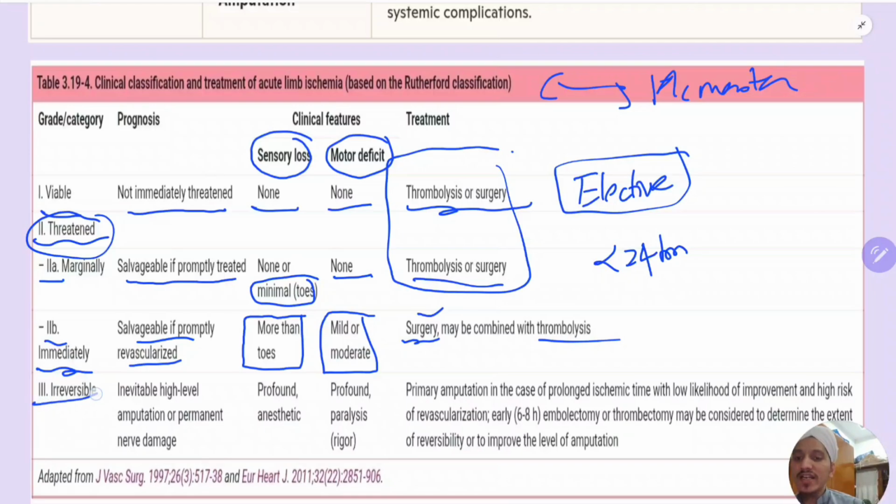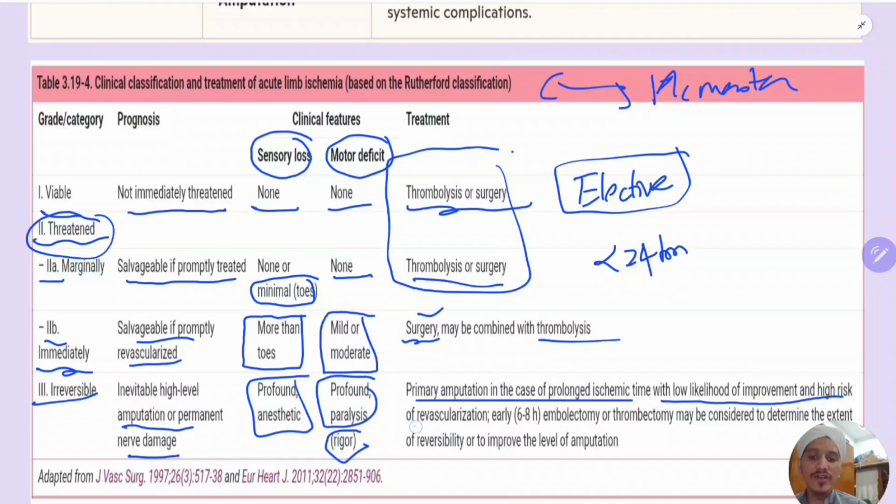Irreversible: profound anesthesia, no sensations in the foot, profound paralysis, and rigor has set in the foot. So paralysis with anesthesia is irreversible damage. Inevitable high level amputation and permanent nerve damage are there here. So what will you do? Primary amputation in cases of prolonged ischemia time with low likelihood of improvement and high risk of revascularization.